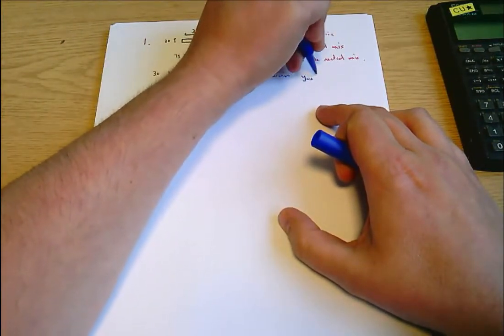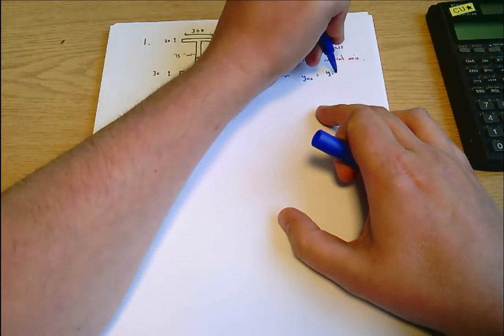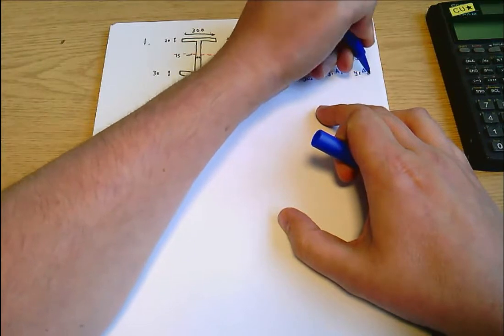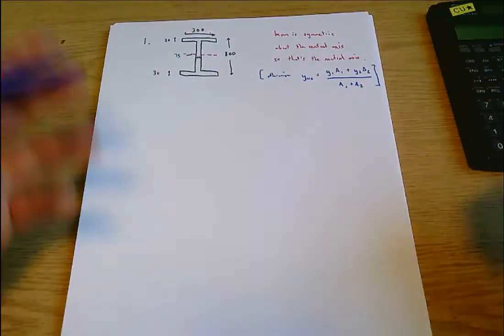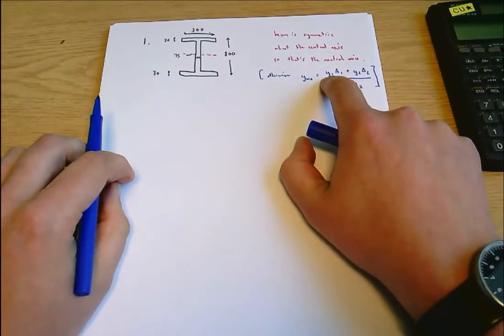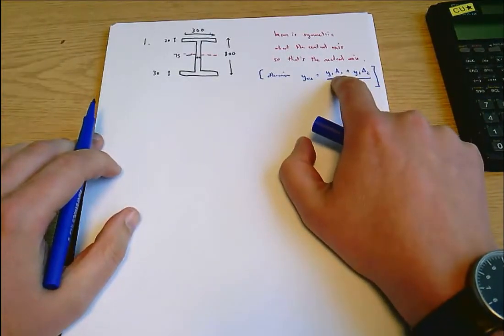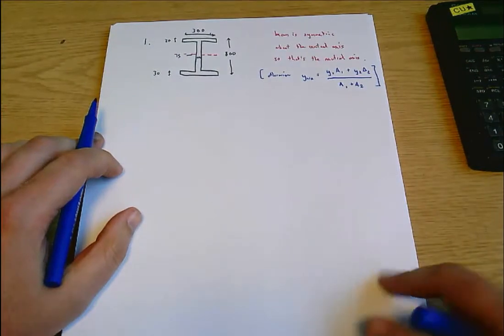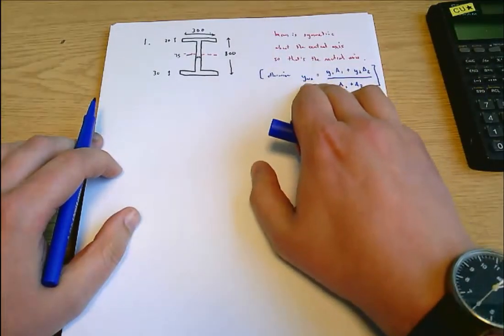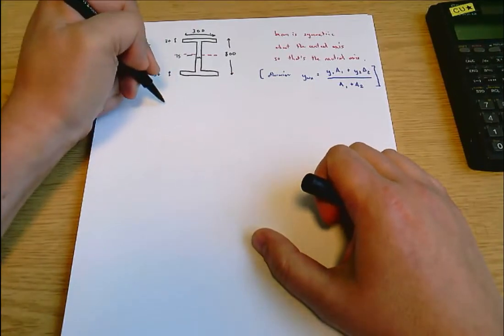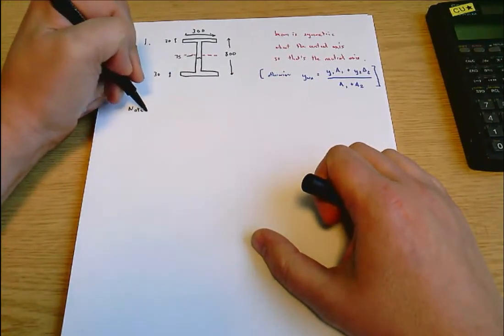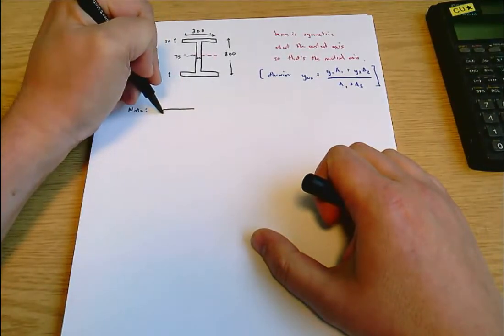Y for the neutral axis equals y1 a1 plus y2 a2 all over a1 plus a2. If you've got two rectangles or shapes that you're dealing with, you can calculate their neutral axes relative to some zero point, and you can calculate their areas, and then you can calculate the overall neutral axis. Obviously, if you had a third rectangle, you'd need a third term in your neutral axis calculation, and so on. We're not going to use that for the time being, that bit in blue, though, because we know where our neutral axis is.